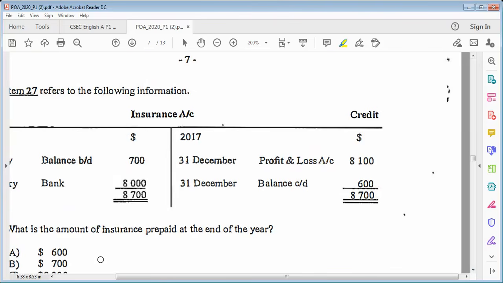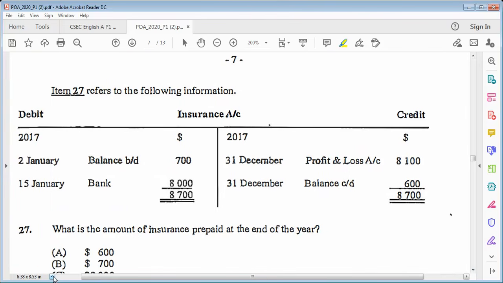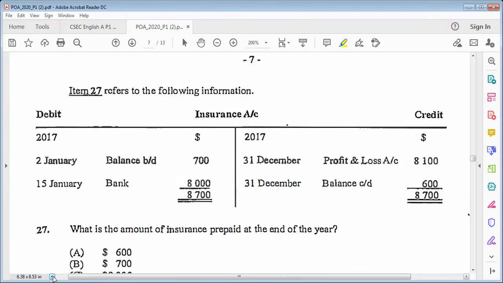Here it says, item 27 refers to the following information. We have an insurance account where we have our T account, debit and credit. So on our debit side, we have 2017 as the year. The 2nd of January, balance brought forward was $700. 15th of January, bank, $8,000. That gave us a total of 8,700.